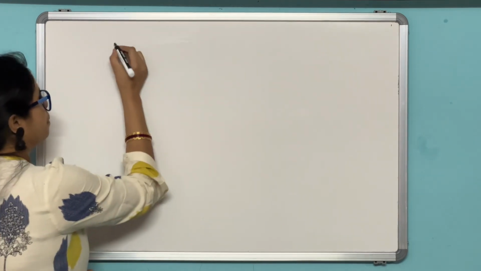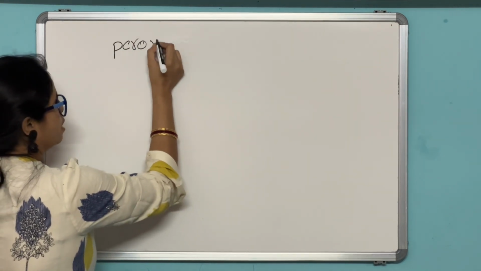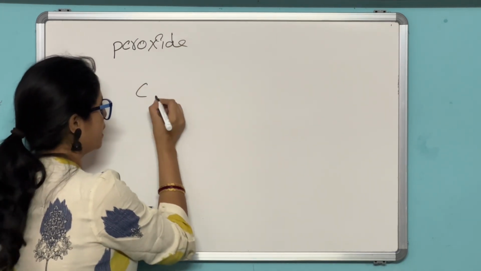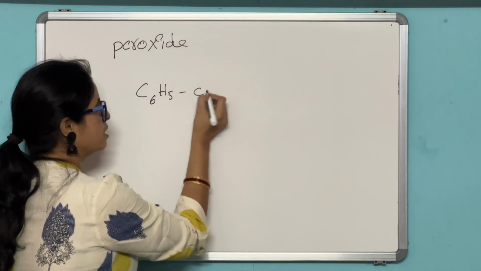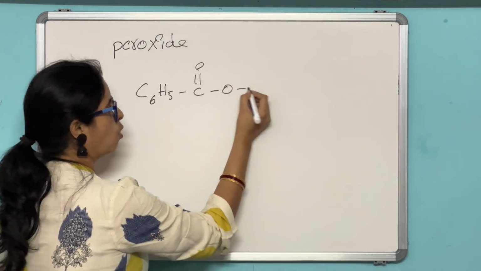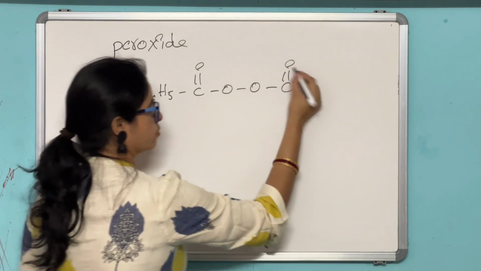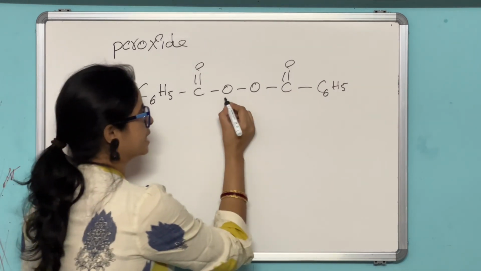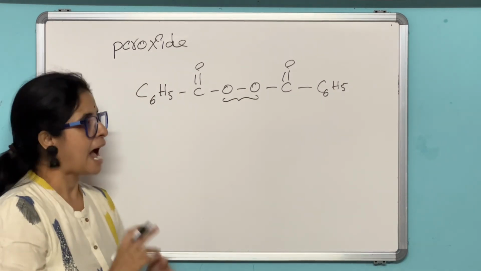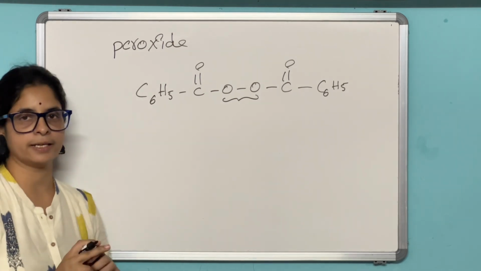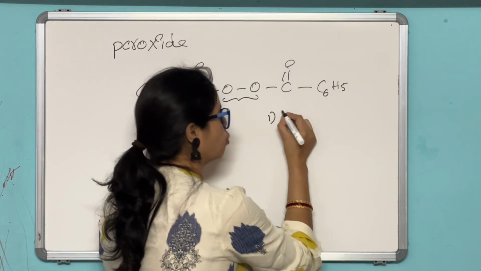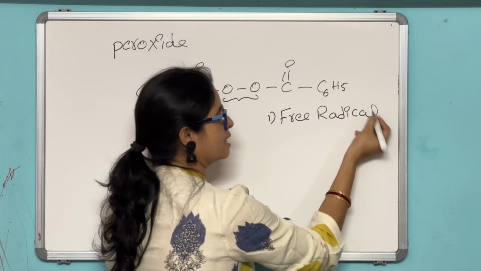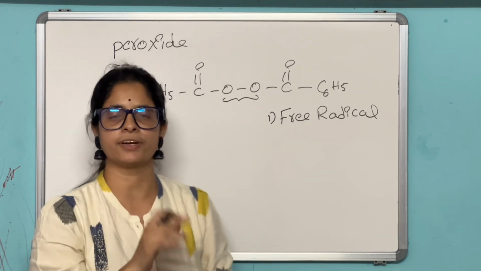And so what is meant by peroxide? First we'll discuss that one. Peroxide means here, the example is benzoyl peroxide, C6H5 C double bond O, O, C6H5. Okay, this linkage we call as peroxy linkage. And here the point you have to remember is this reaction takes place through free radical mechanism. What is meant by free radical? Single electron species is called as a free radical.